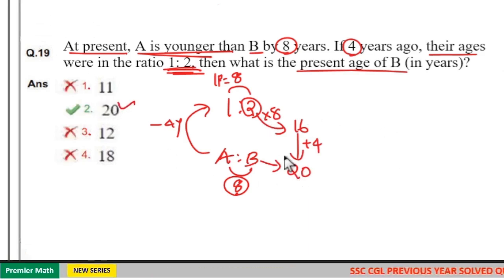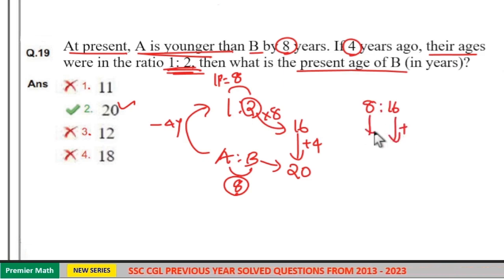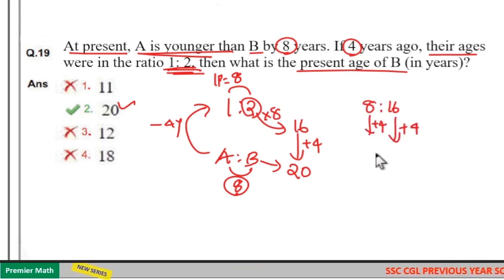That is, 4 years ago, A's age was 1 into 8, 8. B's age was 2 into 8, 16. Now, after 4 years, that is presently, A's age is 8 plus 4, 12 and B's age is 16 plus 4, 20.